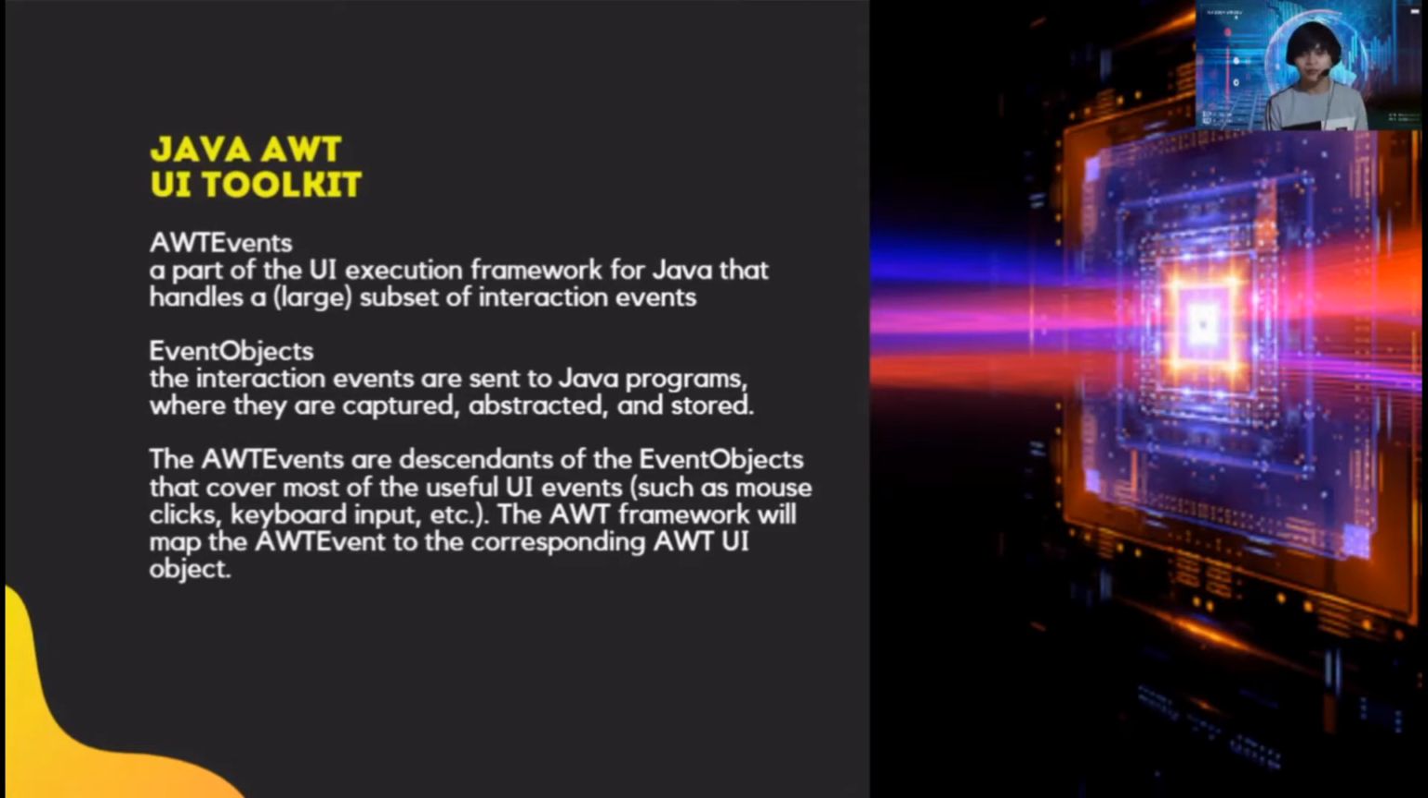The AWT framework will map the AWT event to the corresponding AWT UI object. So again, the AWT events are part of the UI execution framework that handles a subset of interaction. The event objects are the events that are sent to Java programs, which are captured, abstracted, and stored.